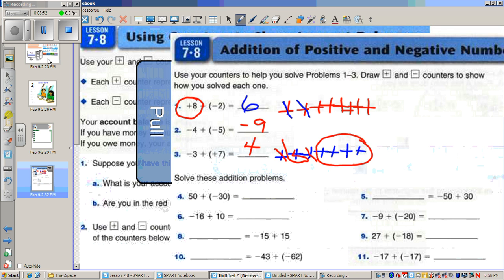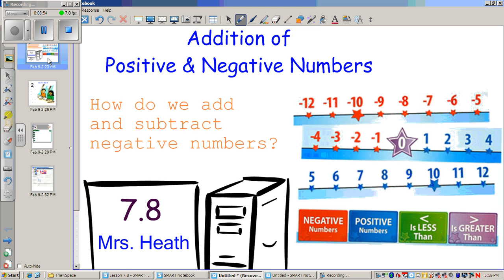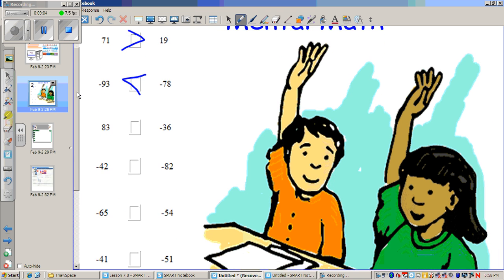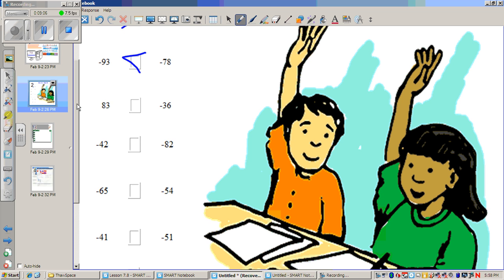Okay, let's go back and review our concept here. It says, how do we add and subtract negative numbers? And I think we've done that. So we're doing addition of positive and negative numbers. On our second part, you were supposed to go through and just write down greater than or less than. You had 4 problems there. Remember to write the numbers. So I would write 83 greater or less than negative 36 and write that on the line.